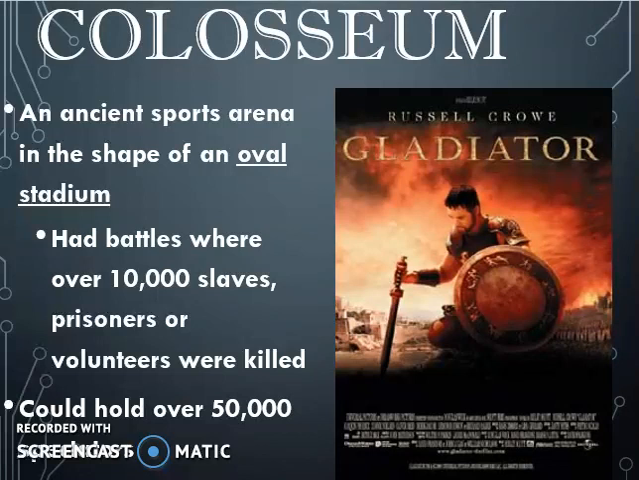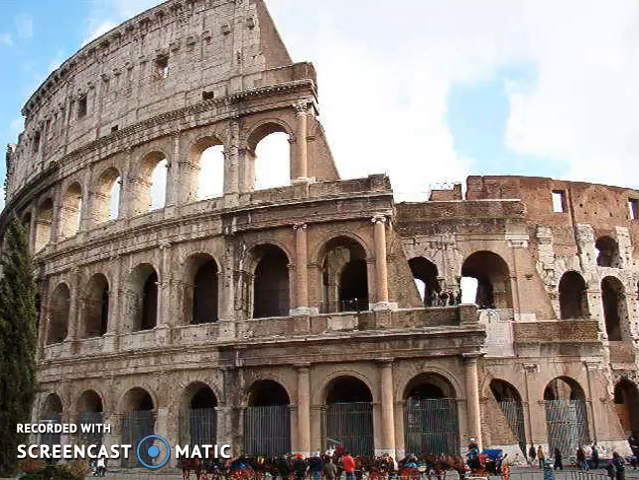It's one of the most famous today. It is an ancient sports arena in the shape of an oval stadium. And in the Colosseum, there were many battles that were fought. Over 10,000 slaves, prisoners, or volunteers were killed through fighting, through battles in the Colosseum. It could hold over 50,000 spectators. There were a lot of mass murders in the Colosseum.